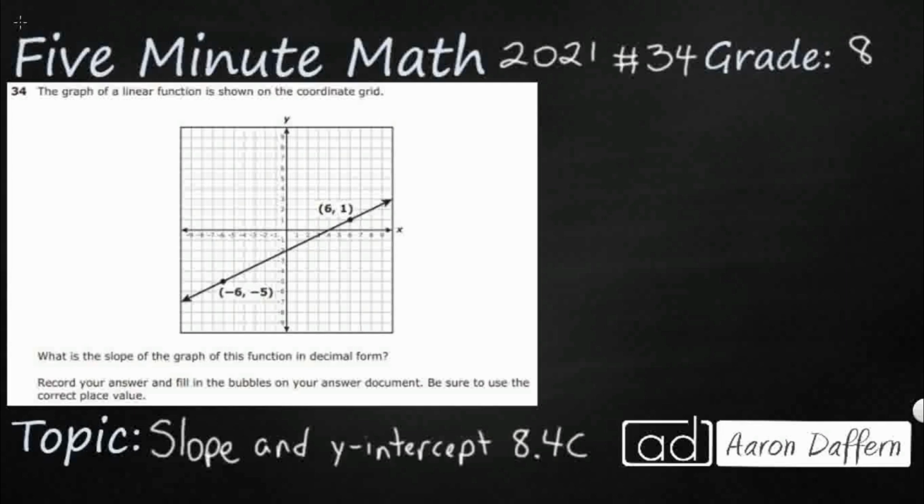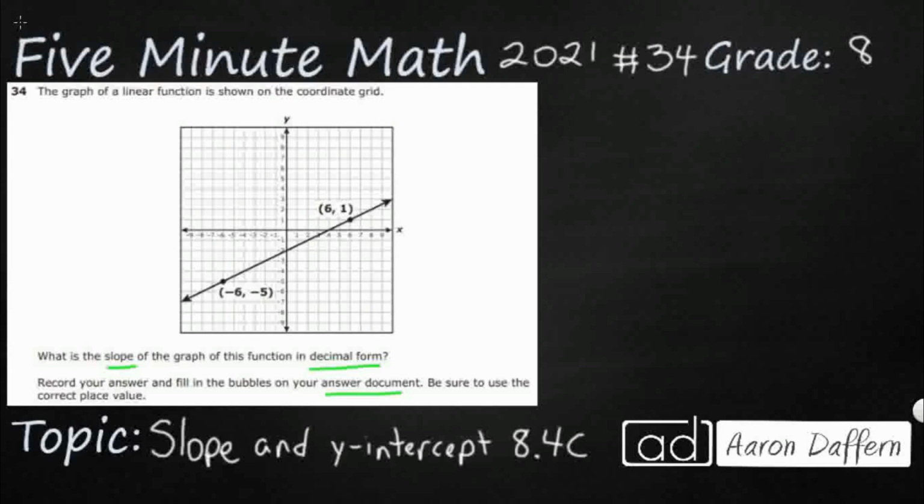So we have a linear function here, graphed for us, and we are simply looking for the slope in decimal form. It could be a whole number. If it's a decimal, we are going to use decimals rather than fractions because we can't do fractions on the free response of the answer document. So what is the slope?